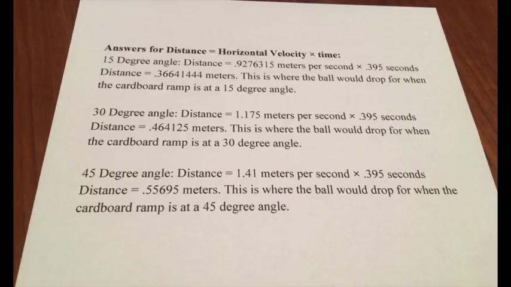When the ramp is at a 45 degree angle, the distance equals 1.41 meters per second times 0.39 seconds. Therefore, the distance equals 0.55695 meters. This is where the ball would drop for when the cardboard ramp is at a 45 degree angle.